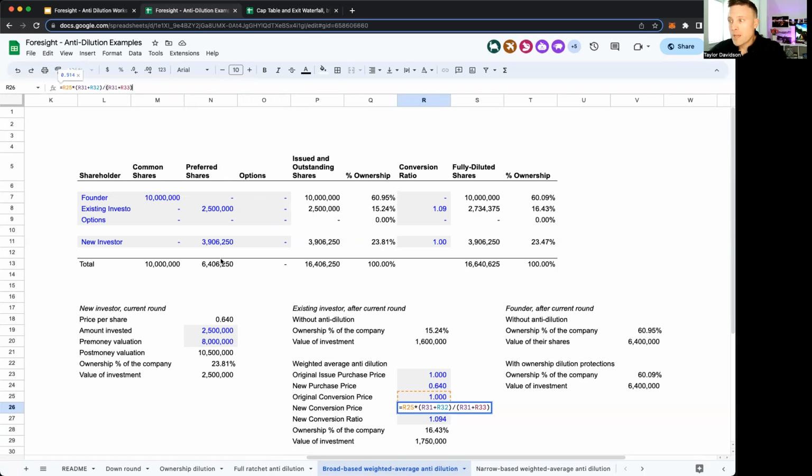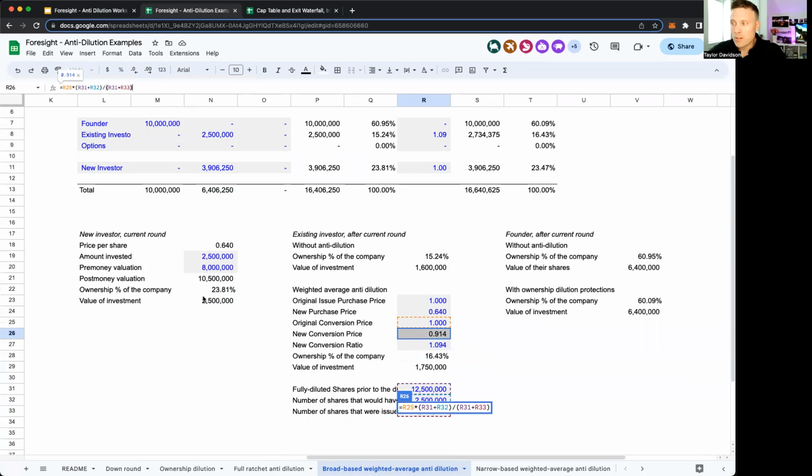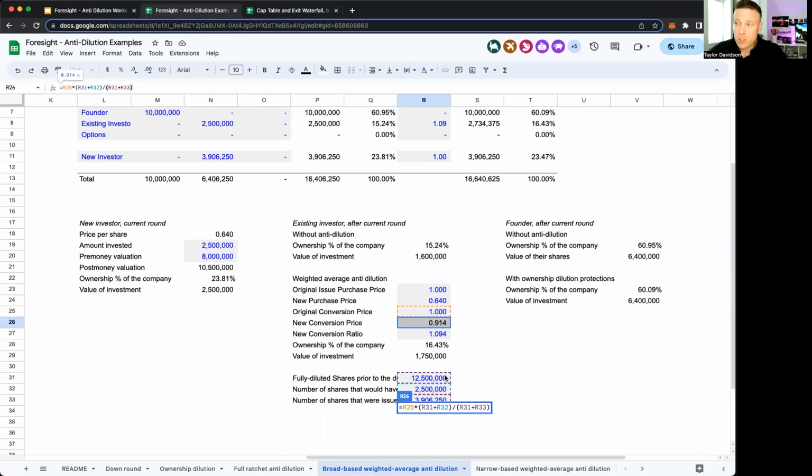And what we're basically saying here is, the biggest part of this is the original conversion price times, and then that R31. That R31 is the fully diluted shares prior to the round. Sorry, I wasn't showing it. So fully diluted shares prior to the round, that 12.5 million, plus the number of shares they would have gotten if 2.5 million had been invested and they'd bought the shares at the old share price, which would have been 2.5 million shares.